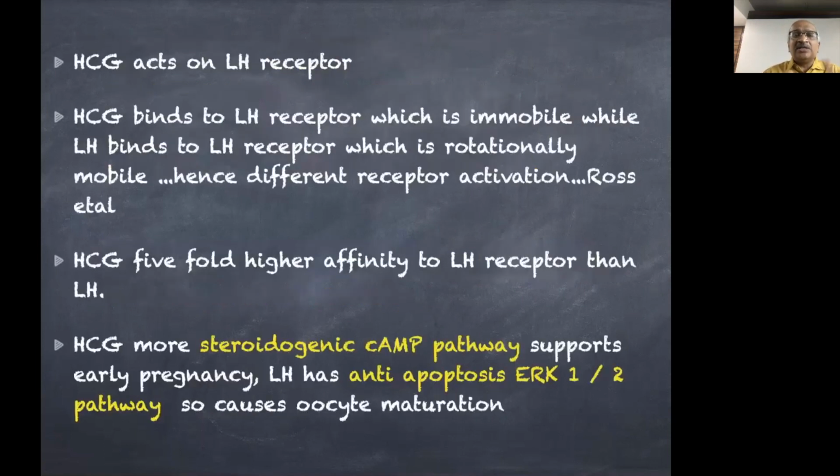HCG binds to the LH receptor, which is immobile, while LH binds to an LH receptor which is rotationally mobile. Hence, there is a different receptor activation. HCG has a five-fold higher affinity to the LH receptor than LH, and HCG is more steroidogenic, with cyclic AMP stimulation. It supports early pregnancy better, and better progesterone release is also there. And LH has an anti-apoptotic ERK1 and ERK2 pathway, so oocyte maturation is seen better with LH activity.